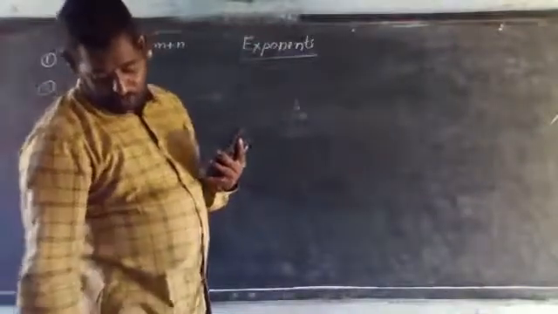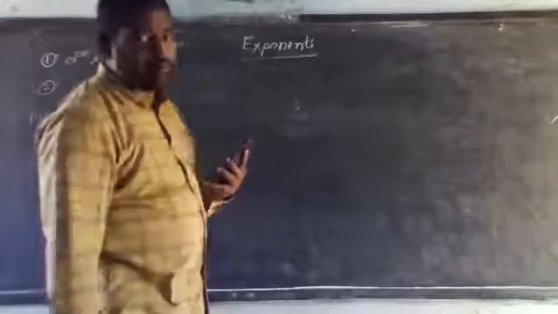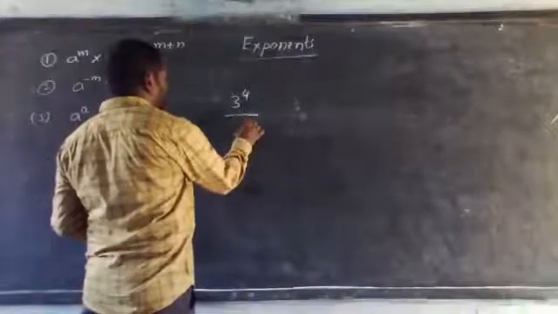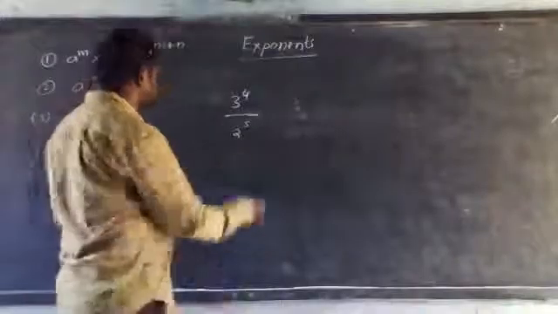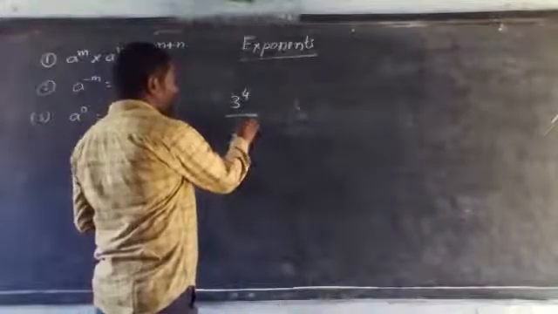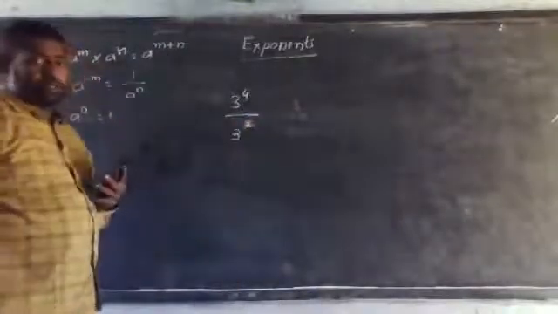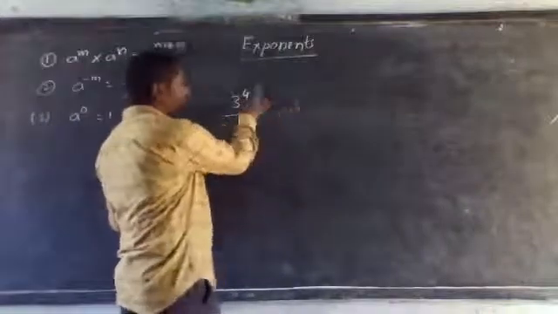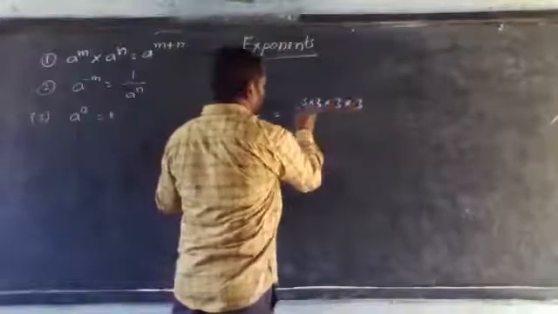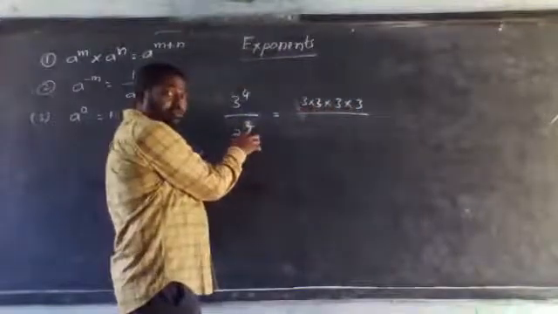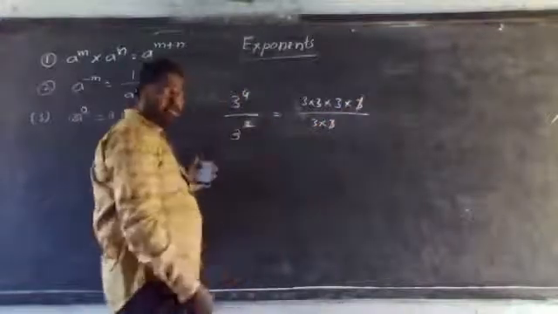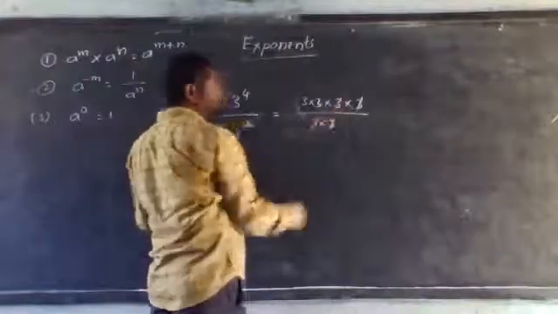So for example, 3 to the power 4 into 3 to the power 5, or 3 square, for example. So, how we can write it? 3 to the power 4 means 3, 4 times, divided by 3 to the power 2, which means 3, 2 times. So in the numerator there is 3, and in the denominator also there is 3, so here also 3, 3.